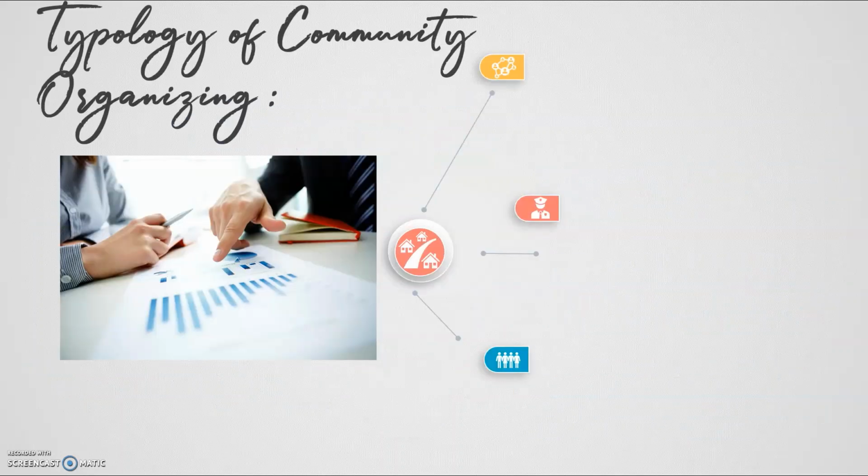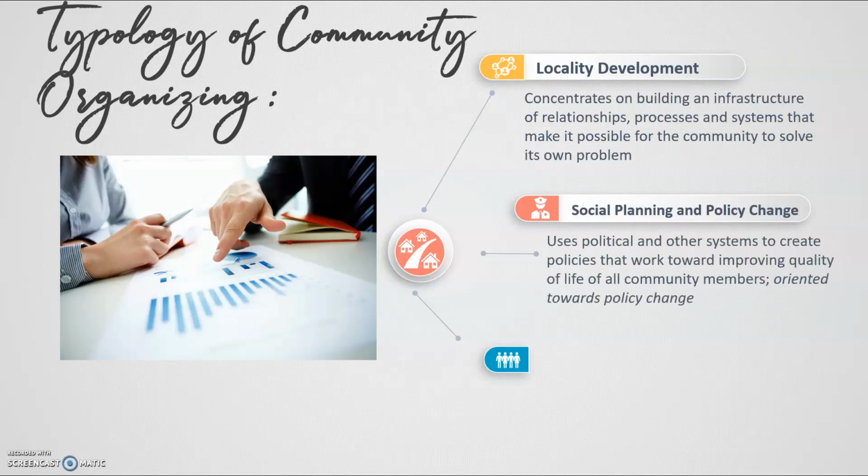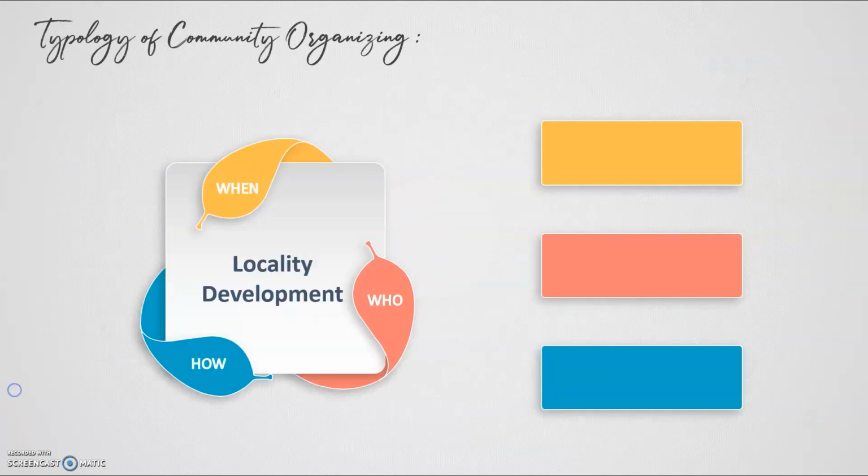Okay. Now, when it comes to community organizing, there are three typologies or methods. Now, why do we need to discuss this? Remember that each community is unique. Therefore, there is no single method for organizing community. The process is dynamic and therefore it requires flexible and dynamic skills in order to figure out what works best for a particular community. These three methods are locality development, social planning and policy change, social action.